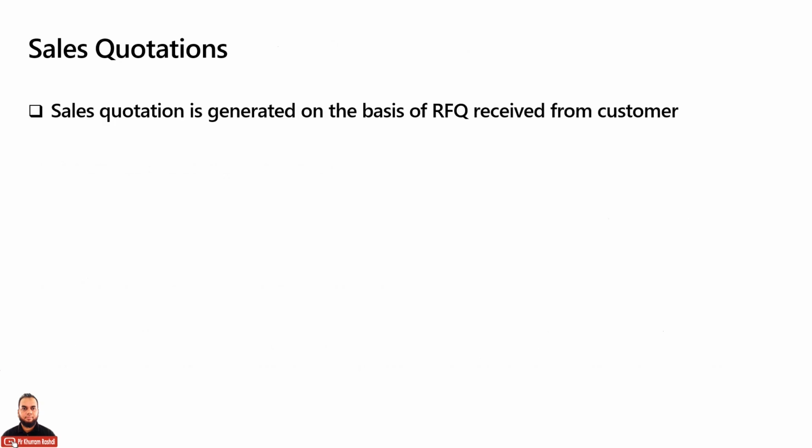Now the first step of the process is the sales quotation. A sales quotation is basically generated on the basis of an RFQ received from the customer. This is a formal flow of the sales quotation, and it can be informal as well, when a phone call or an email is received from a customer who asks for certain items or services and asks for the pricing details. That can also happen. It is not always that an RFQ is received.